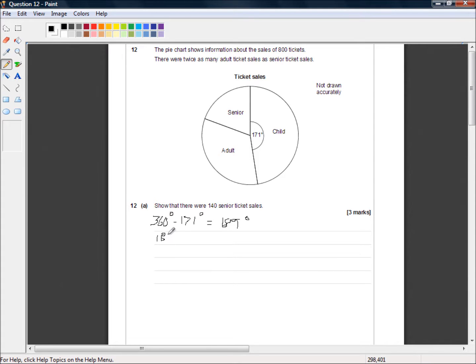And this is a very easy calculation in the head. 189 divided by 3: a third of 180 is 60. 3 times 6 is 18, and 3 times 3 is 9, so that's 63 degrees. Again, you can use a calculator if it's not obvious. So now we know that this angle here is 63 degrees.